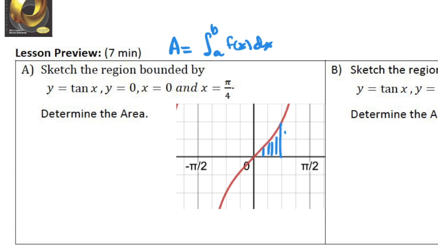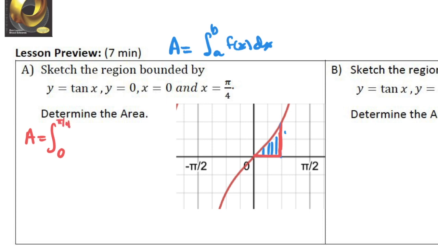As you begin today's lesson preview, you should have drawn the graph of the tangent of x. Notice where it's trapped. We are trapped with y equals 0, as well as x equals 0, and x equals pi over 4. So we have this region. It's not quite a triangle. To determine the area, you need to write the area is the integral from 0 to pi over 4.